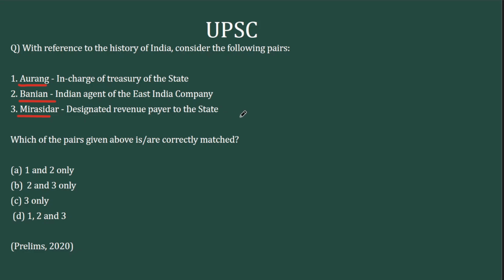Now to logically approach this, you have very minimal possibility. If you take the second option, for example, Banian, it comes from the modern term Baniya, the Baniya caste. So look at the explanation here: Indian agent of East India Company. Agent means someone who is related to trade, because East India Company was primarily related to trade. So using that vague connection, you can take this option to be correct. But still, I am reiterating that the connection is vague.